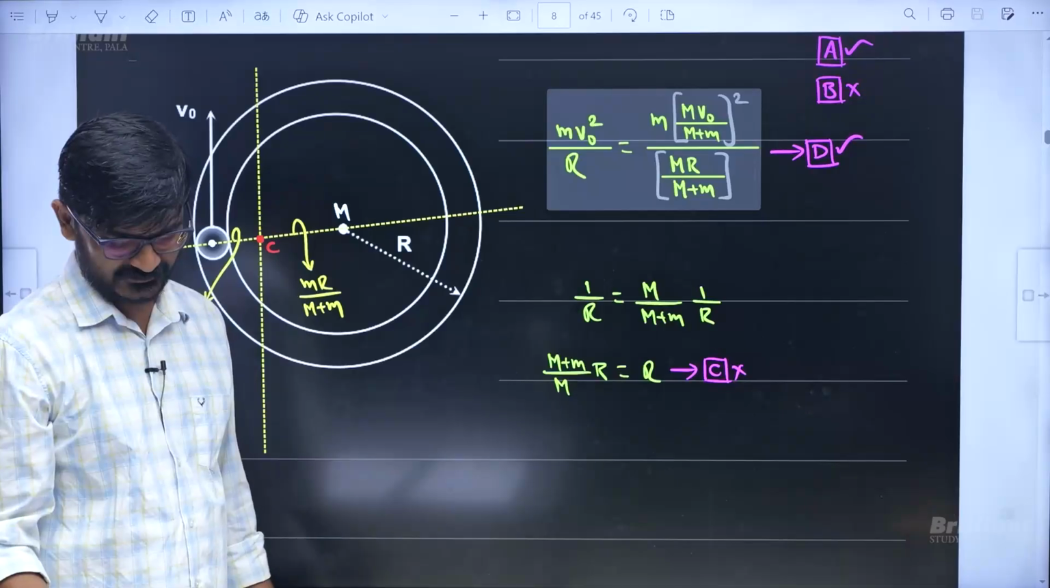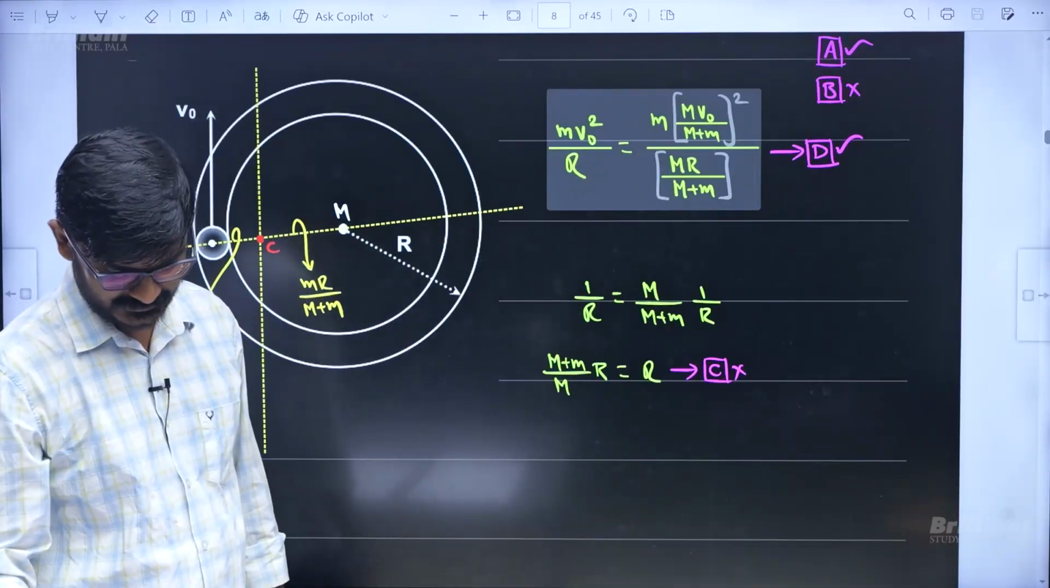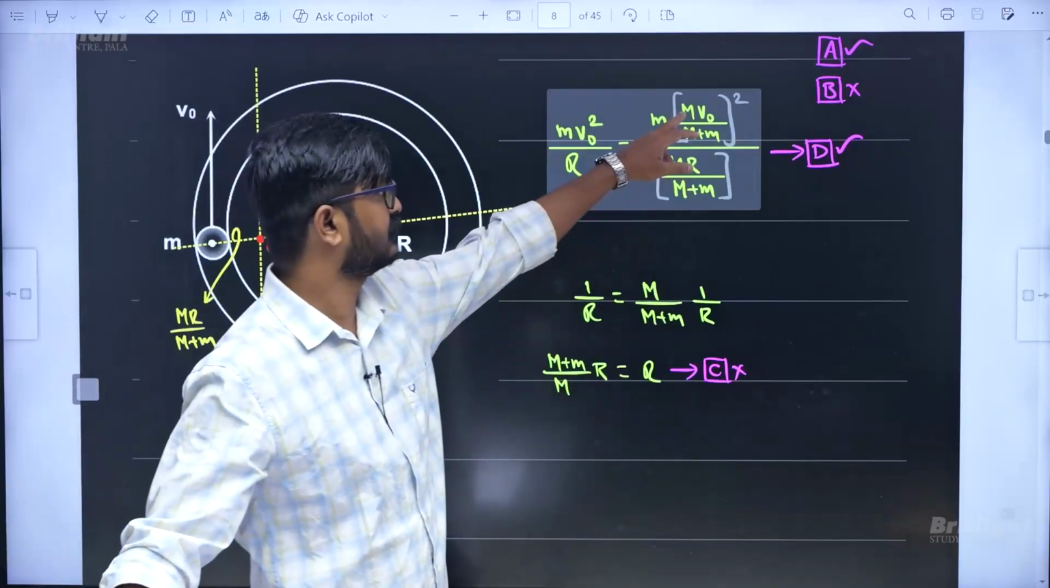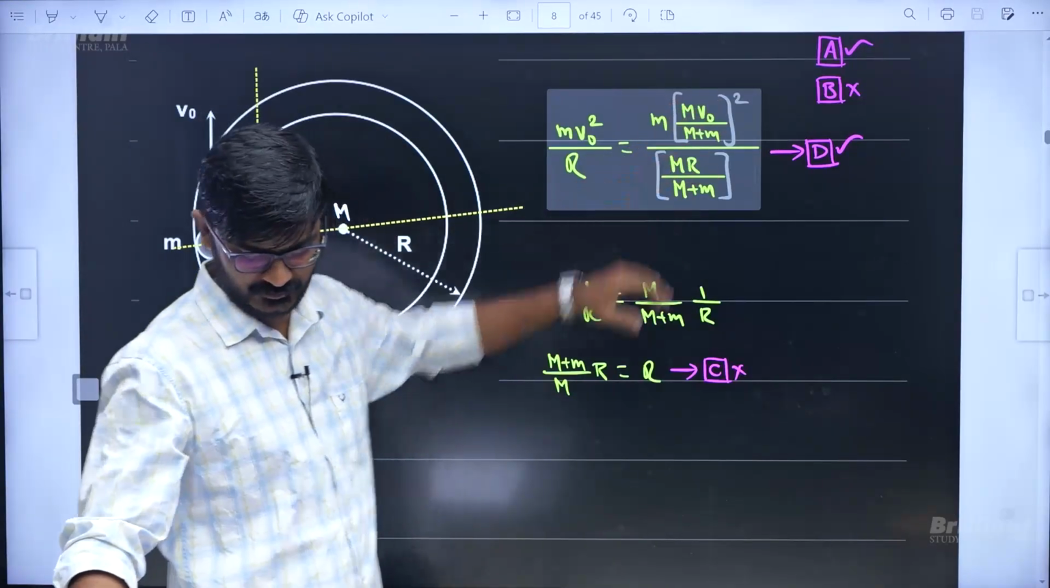Then they were asking about the normal force. So basically, who is providing this? Normal. So they were asking what this is when you substitute capital M equals 2 times small m. Substitute capital M equals 2 times small m, and you will be getting option D.